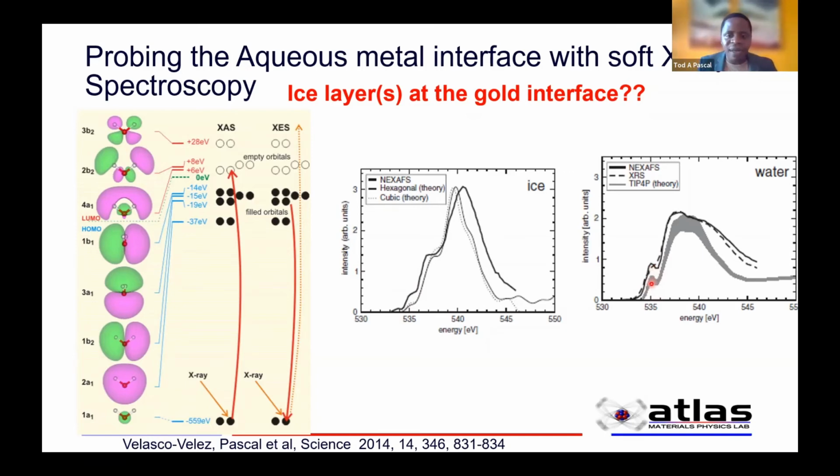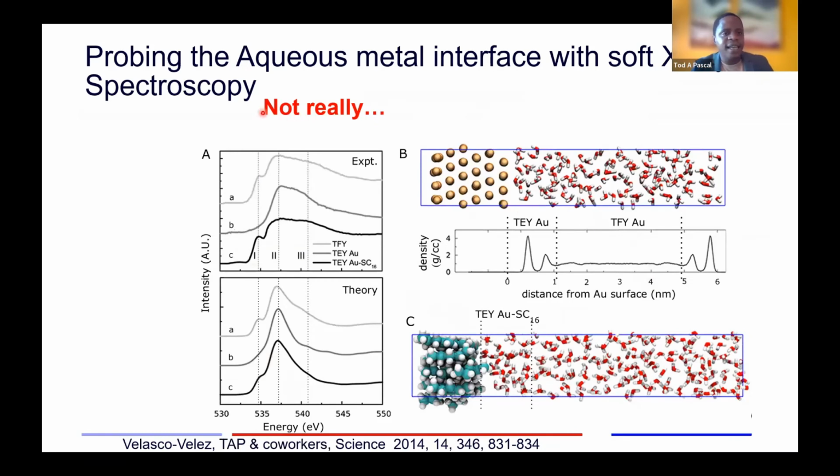So that's all pretty well established. And so then the question is, if we actually take a simulation now of gold with water on top of it, do we actually see an ice layer? The short answer is no. We actually see this sort of layering that you get from having a broken symmetry in the system. This happens anytime you have water next to the interface, hydrophobic or not.